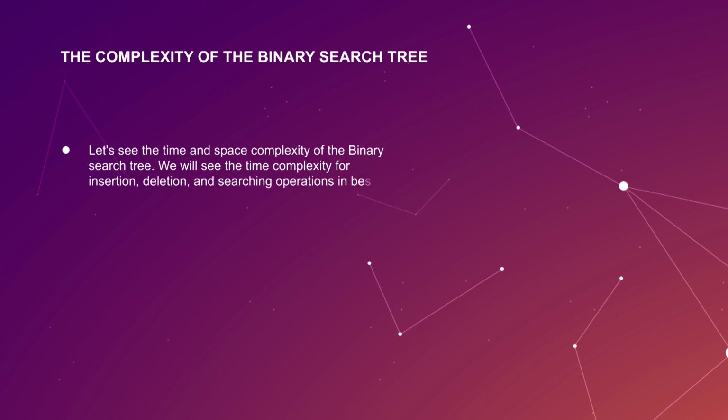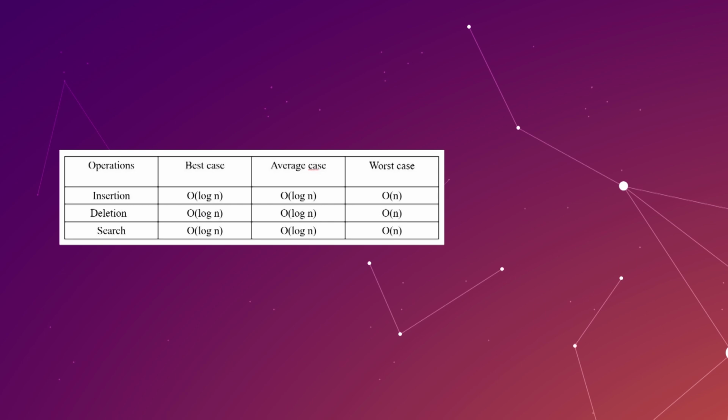We will see the time complexity for insertion, deletion and searching operations in the best case, average case and worst case. So, the operations are insertion, deletion and searching. Insertion has best case O(log n), average case O(log n) and worst case O(n). Deletion is O(log n) in the best case, again O(log n) in the average case and O(n) in the worst case. Here n is the number of elements, how many data items are in the tree.